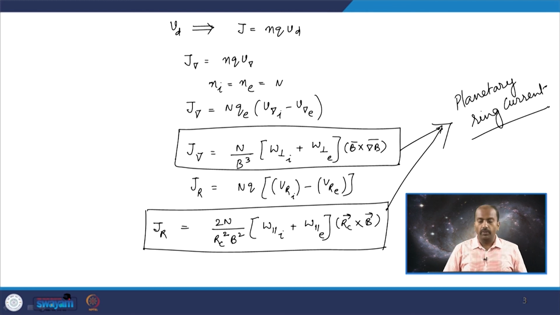Okay. In this class, we have been able to combine the drift velocity due to the gradient of the magnetic field and the curvature of the magnetic field. We have got rid of having two curl terms; instead we have one curl term, with both the parallel and perpendicular velocity components coming into the picture. So, this drift velocity is mainly responsible for the creation of what is called the planetary ring current. So, in the next class we will discuss something called magnetic mirroring and how it enables particles to be trapped within the magnetic field. Okay.